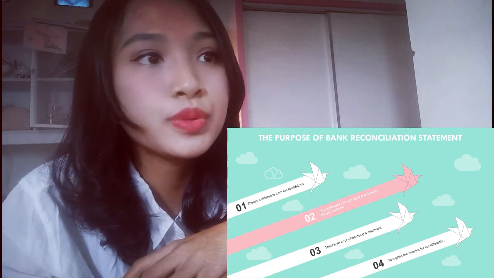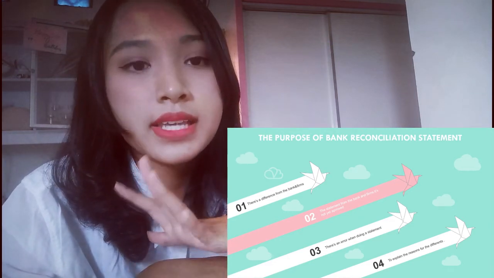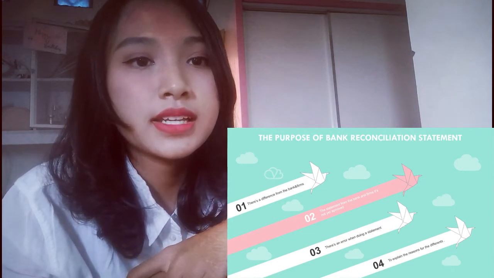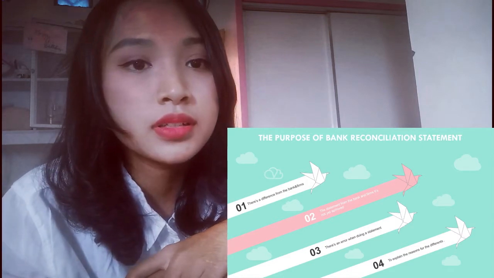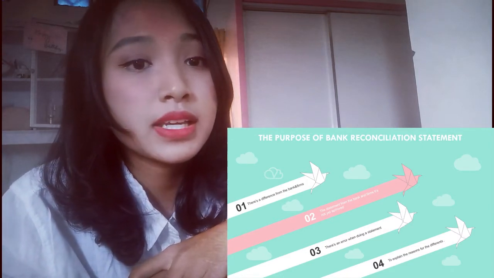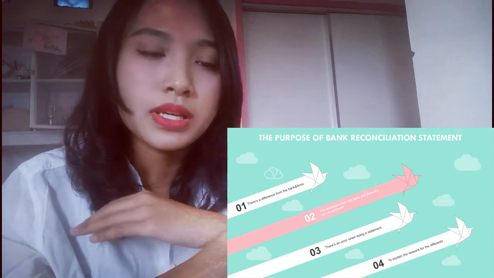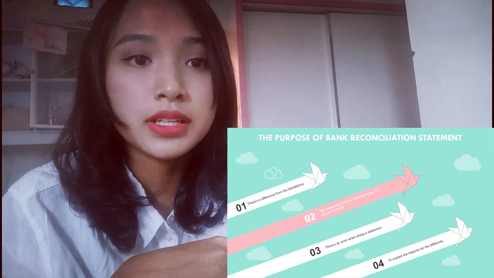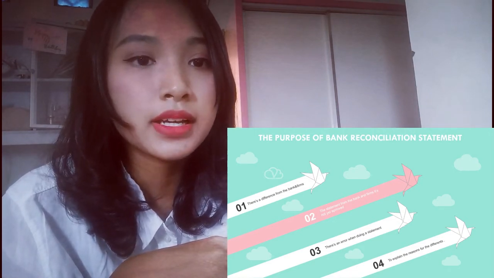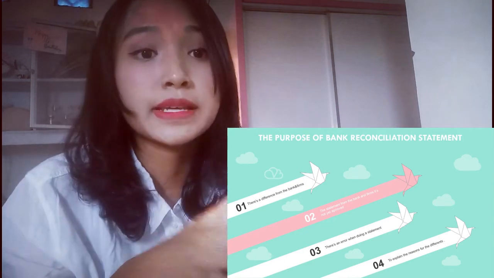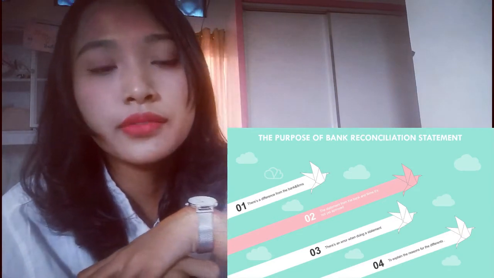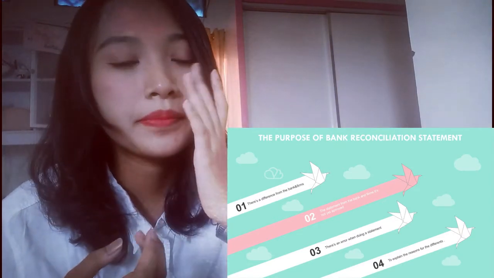And then number 2, the balance of the bank statement and the bank account is not approved yet. And then number 3, there's an error when the bank makes a statement. For example, it has to be 4,000 rupiah, but the bank only wrote 400 rupiah. And then the last is to make sure that there's no difference between the bank statement and the firm statement.